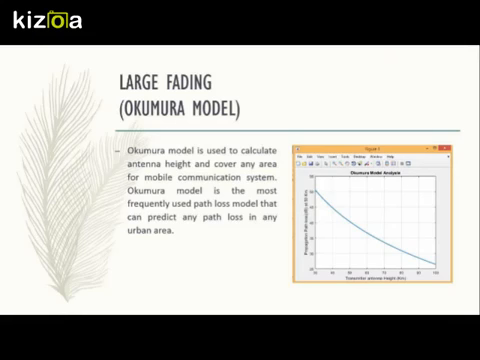This model is ideal to be used in the city because in the city there are so many tall buildings that may cause blocking structures. The Okumura model is the base of the Hata model.